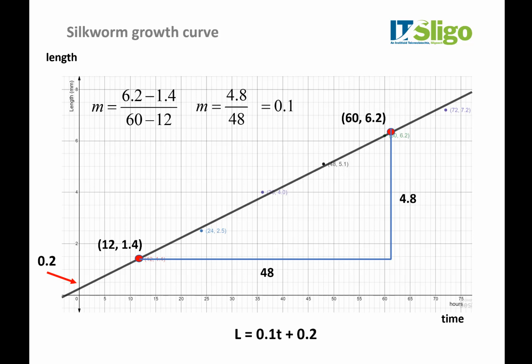So here's now using y is equal to mx plus c. M is 0.1. C is 0.2. But our x value is time, t. Our y value is length, and that's where our function comes from. So it's essential to be able to use the correct variables. Don't write y is equal to 0.1x plus 0.2, because x and y are not the variables in this case.